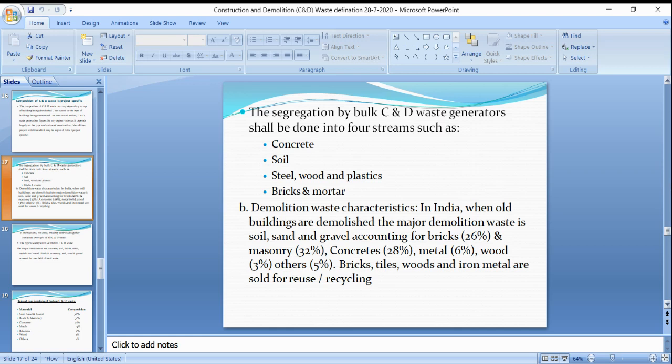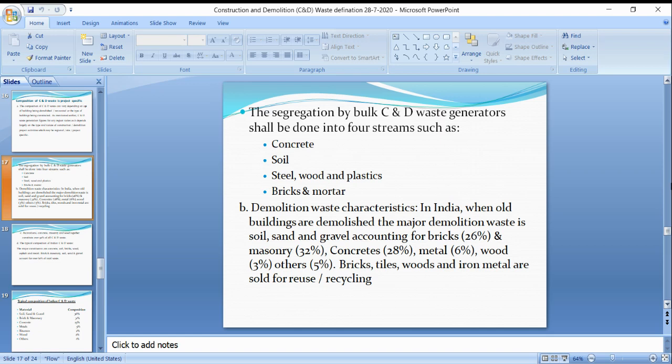Demolition waste characterized in India: when old buildings are demolished, the major demolition waste is soil, sand and gravel, accounting for the largest share. Then bricks are 26 percent, masonry 32 percent, concrete 28 percent, metal 6 percent, wood 3 percent, and others 5 percent.